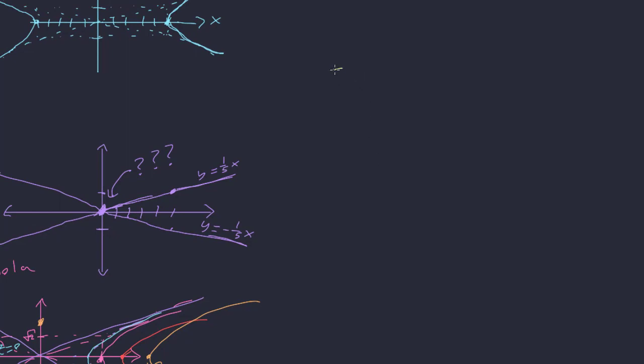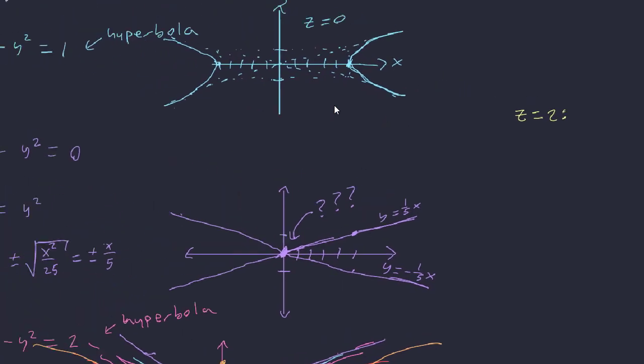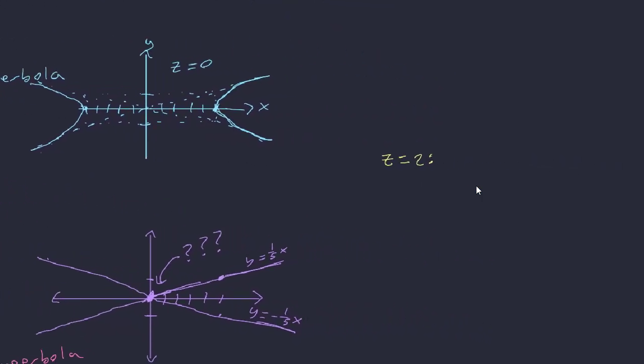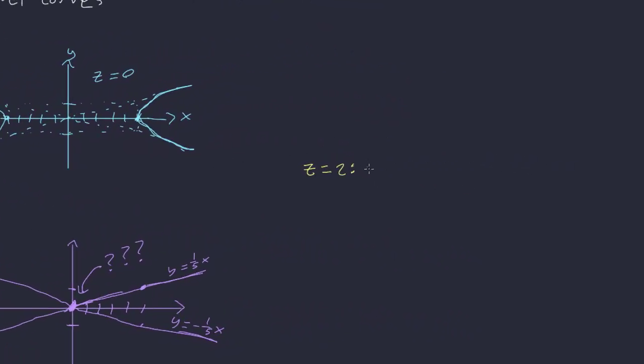Okay, so I'll do these over here. Let's say I do z equals 2 in yellow. So z equals 2, if we remember, our original formula here was x squared over 25 minus y squared is equal to 1 minus the z value we plugged in. So this is going to seem really strange at first, but we're going to get x squared over 25 minus y squared is equal to negative 1. Right, so the 1 minus 2 will give us negative 1.